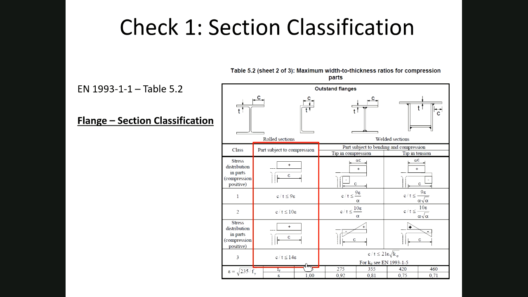In other words, a class 4 section means that you're going to get local buckling before you can even yield the material. So where can we find the C over T ratios? Well, we can find them in the Blue Book. We can look up the section, whatever section size we choose, and then find the C over T ratio and check that against the limits that are set within Table 5.2 in Eurocode 3, Part 1-1.